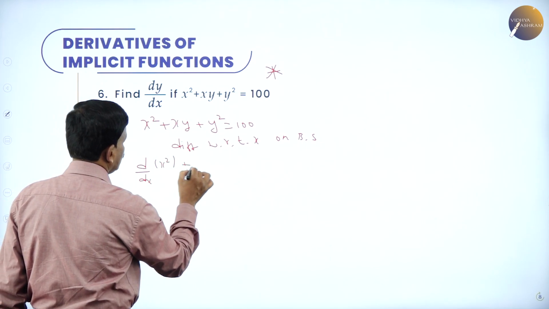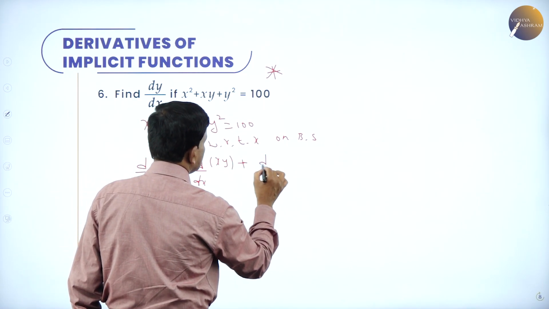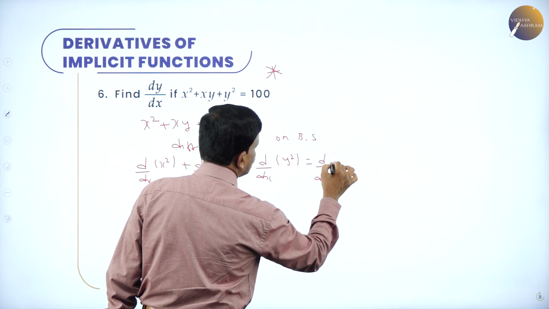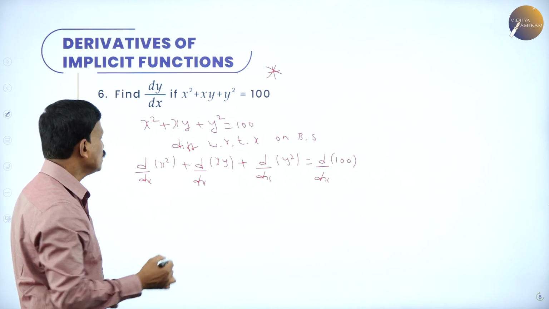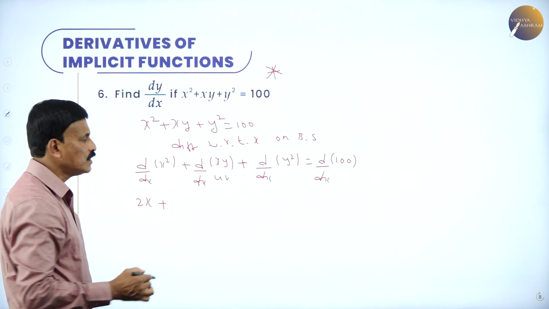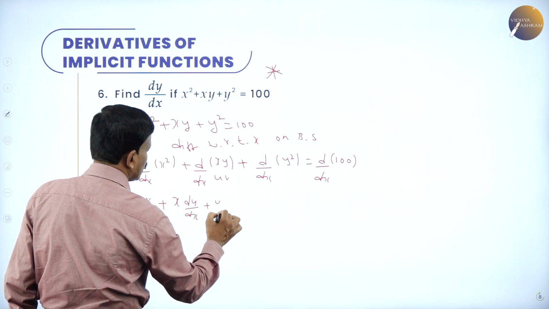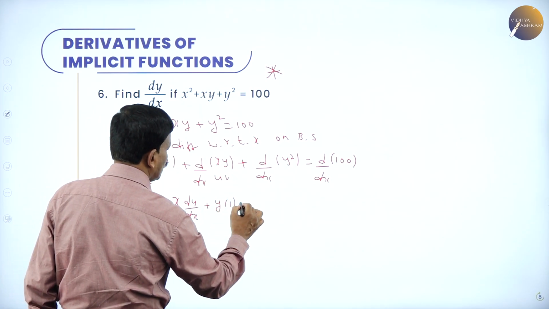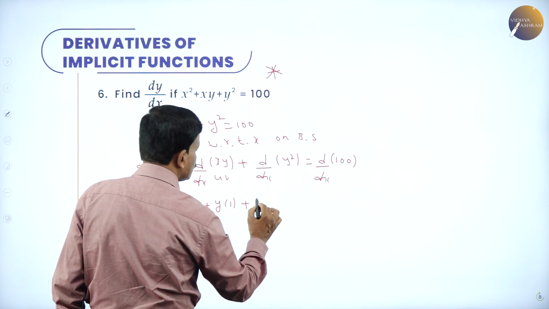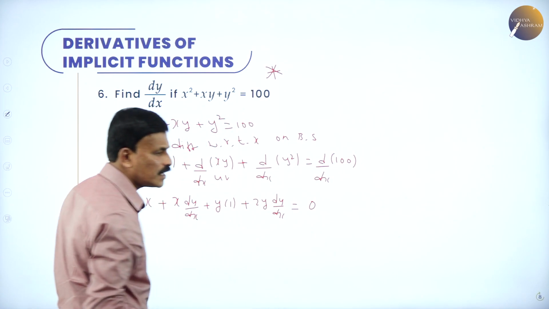d by dx of x square plus d by dx of xy plus d by dx of y square is equal to d by dx of 100. Okay, now here differentiation of x square is 2x plus, here see, like previous problem, UV method. First function x into differentiation of y is dy by dx plus second function y into differentiation of x is 1, plus here again differentiating y square with respect to x. Differentiation of y square is 2y into dy by dx, and derivative of a constant 100 is 0.